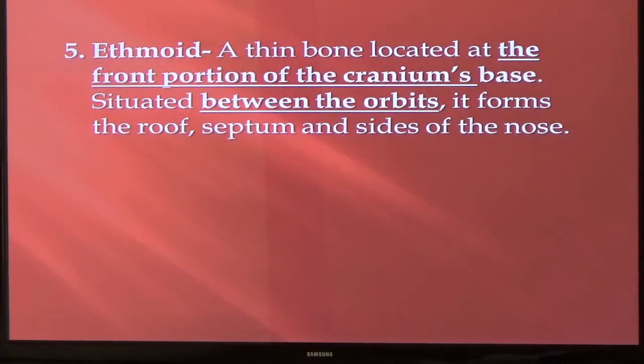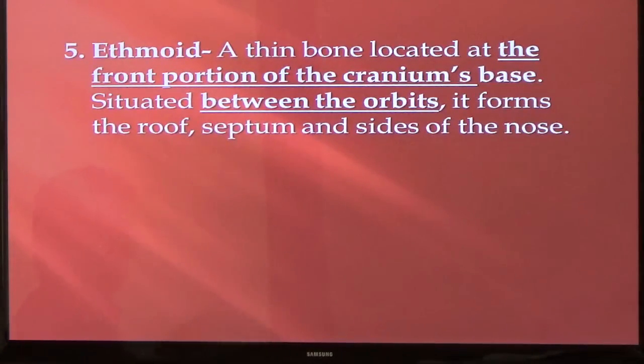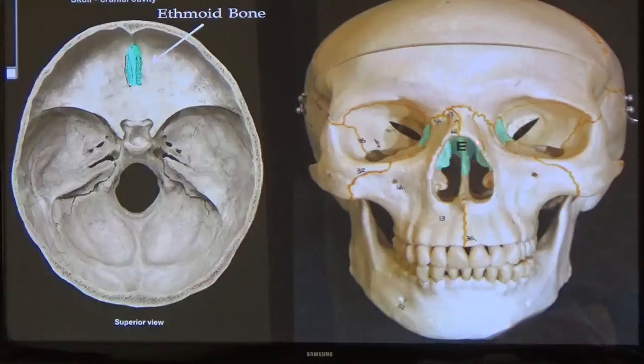The ethmoid bone is a thin bone located at the front portion of the cranium's base, situated between the orbits. It forms the roof of the septum and sides of the nose. So if you look through here, it's kind of up underneath the base of the nose, right in there. And so this is the top. If I'm looking inside the skull and looking through it, it's right here, the ethmoid bone. Okay, so it, again, forms part of the base of the skull and a little bit of the inside of the orbit.